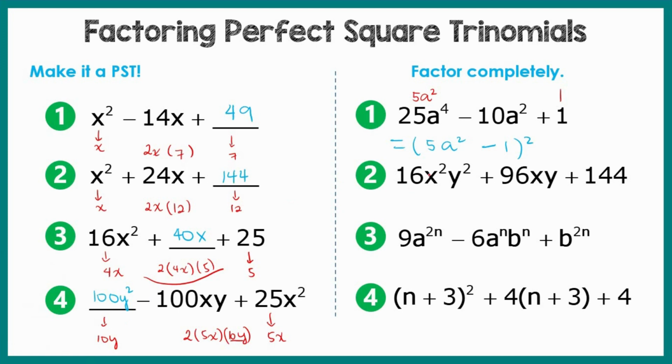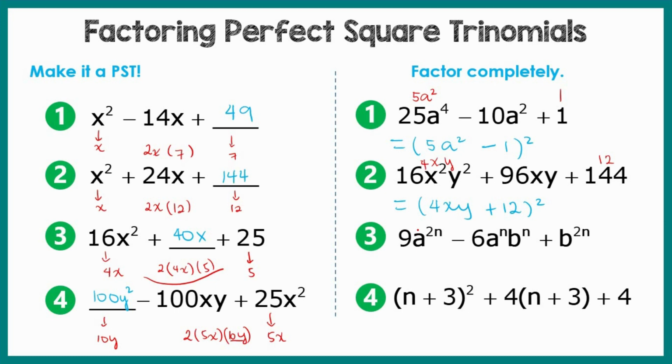Okay, so how about the second one? Now the square root of this is 4, and the square root of that is x, the square root of this is y. So you have 4xy, and the square root of 144 is 12. So the factored form of that would be 4xy plus 12 quantity squared.